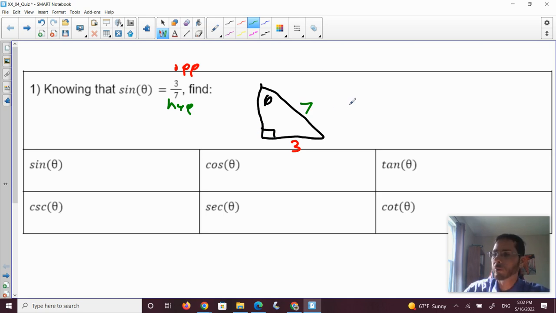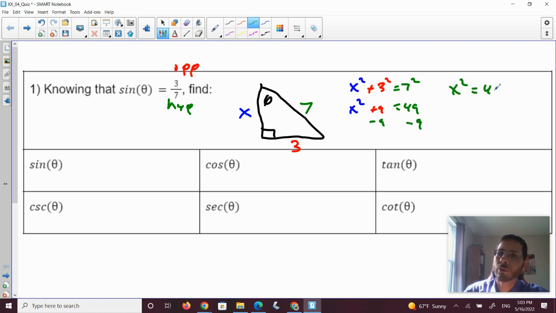So we're going to do a squared plus b squared equals c squared. Now we don't know what this is. That's going to be our a. So x squared plus 3 squared equals 7 squared. Remember, we always have to equal the hypotenuse. So we get x squared plus 3 squared is 9, and 7 squared is 49. So what we could do is subtract 9 from both sides. That gives us x squared equals 40.